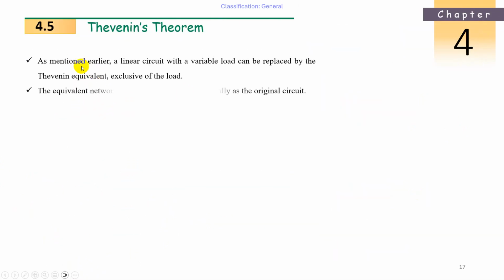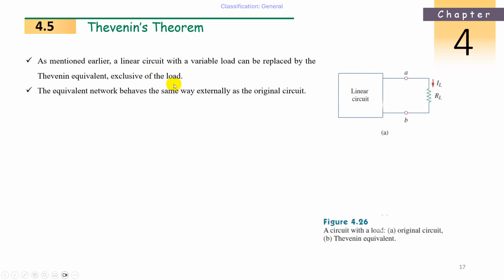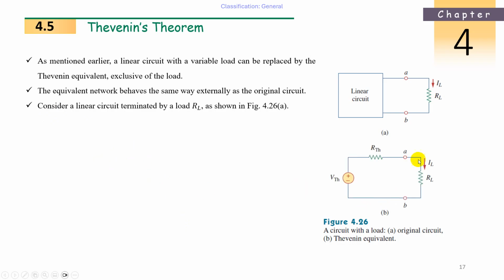And as mentioned earlier, a linear circuit with a variable load can be replaced by a Thevenin's equivalent exclusive of the load, meaning the load is removed. The equivalent network behaves the same way externally as the original circuit. So on the right hand side, we are keeping RL. On the left hand side, a linear circuit that can be converted to V Thevenin and R Thevenin. Okay, now this is equivalent.